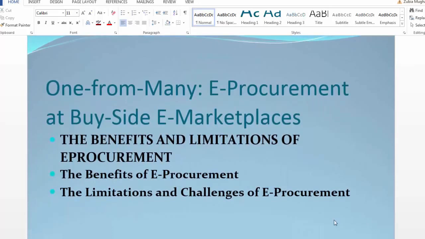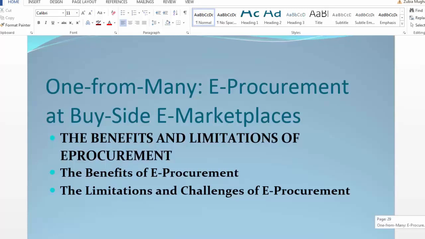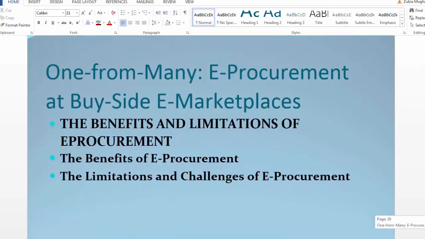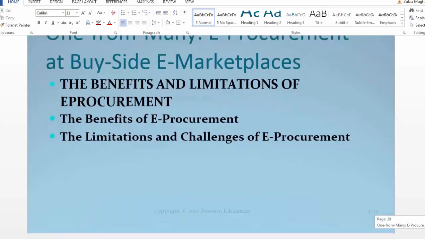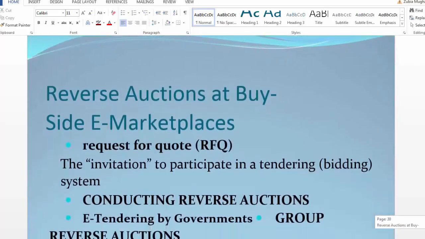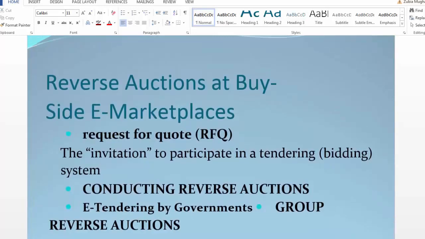One from many e-procurement at buy-side e-marketplaces: the benefits and limitations of e-procurement. The benefit of e-procurement is that it's fast, quick, and accurate, and everybody's doing it, so you also need to jump on the bandwagon. The limitations and challenges of e-procurement are that there is a chance for security issues and fraud. These issues are always going to be there in e-commerce. Reverse auctions at buy-side marketplaces.